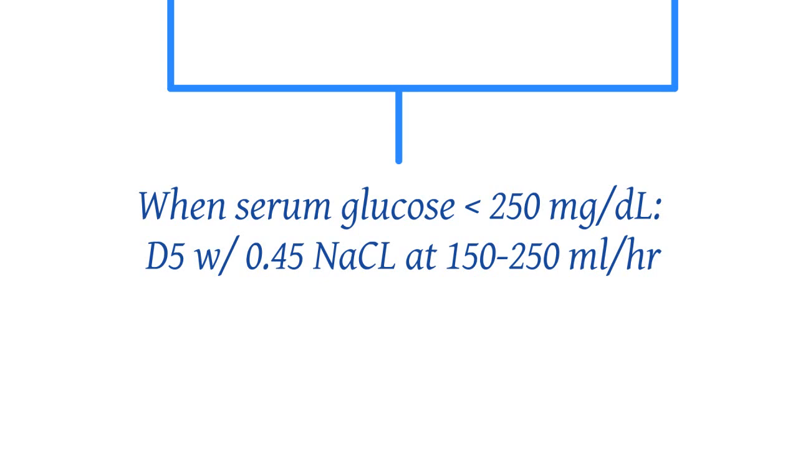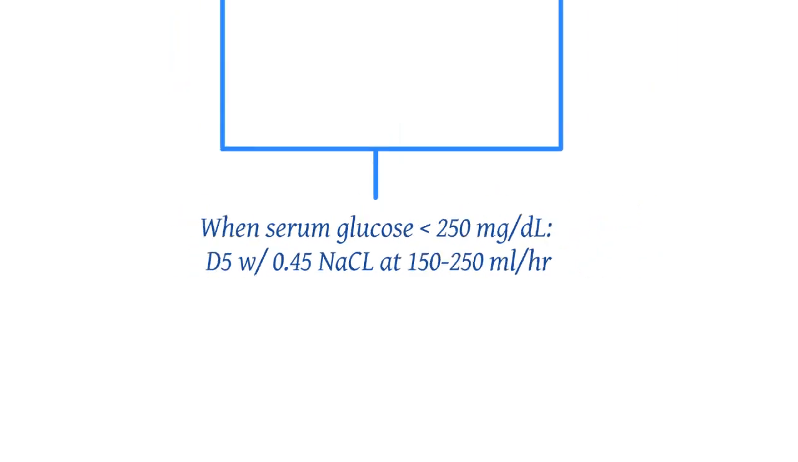So you may be giving them a little bit too much sugar if they're getting D5 in the insulin drip as well as D5 in their IV fluids. Just be mindful of this when you're providing medications to your DKA or HHS patient.